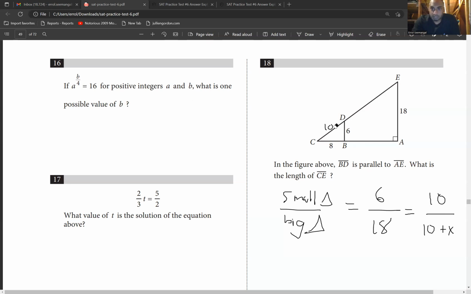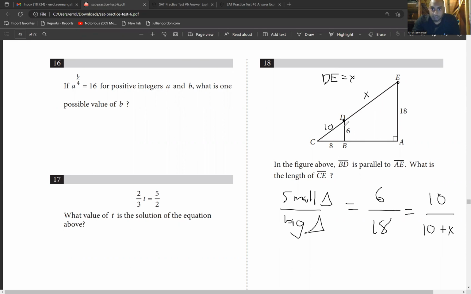Okay, so we're in agreement that this part right here is 10, right? Yeah. And we're trying to find the length of CE, which is the whole thing. So if we're going to assume DE equals x, from here to here is x, then the whole thing would be this part, which is 10, plus this part, which is x. Okay. Let me look at that again.